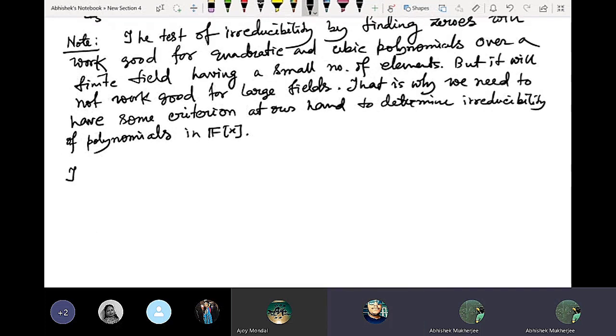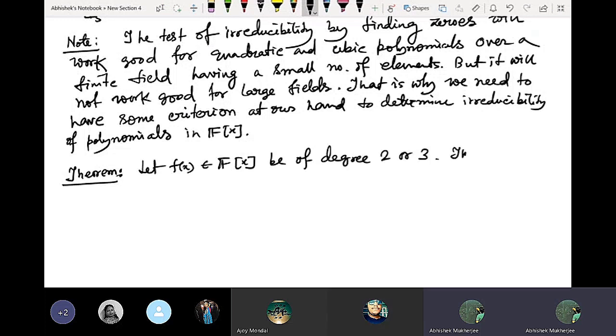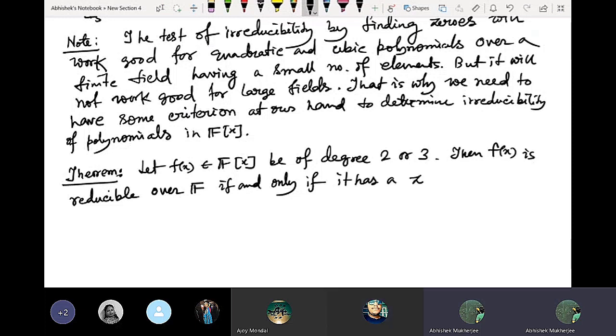So the first criterion is the next theorem. That is, if we consider a polynomial f(x) in F[x] having degree 2 or 3, then f(x) is reducible over F if and only if it has a zero in F. So if we consider a polynomial f(x) having degree 2 or 3, then f(x) is reducible over F if and only if it has a zero in F. Okay.